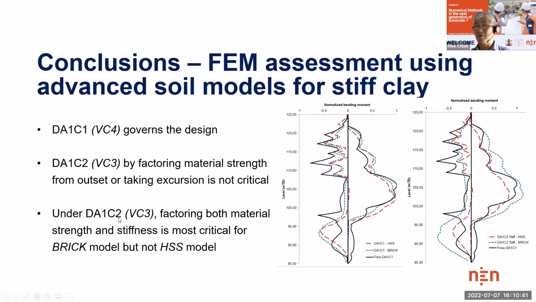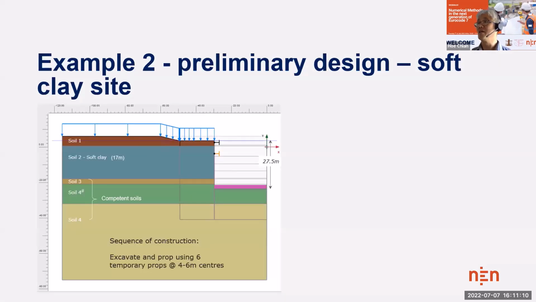And under verification case 3, when you factor both the material strength and stiffness, it becomes more critical for one advanced soil model but not the other one. So those are the sorts of considerations you need to take when you start applying factors on ultimate limit state soil design. The second case is the soft clay site.